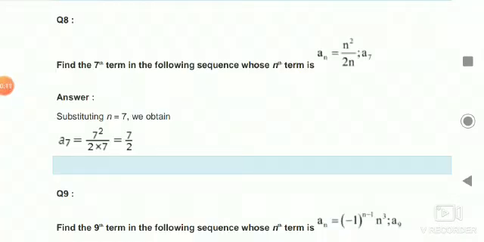Dear students, let me begin with the new question. Find the seventh term in the following sequence whose nth term is an is equal to n square divided by 2n. Dear students, in this problem, it is given only the required term. They are not going to ask any 5 terms. They are going to directly ask the particular term. That value we substitute in the given nth term and then we find the required term of the given sequence.